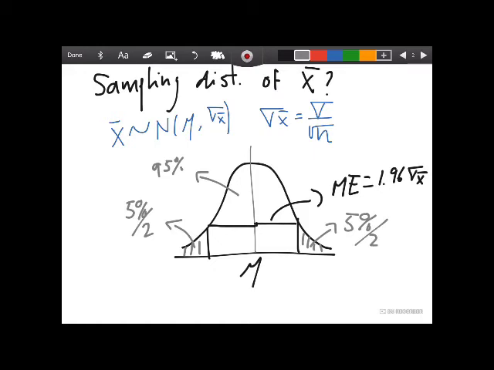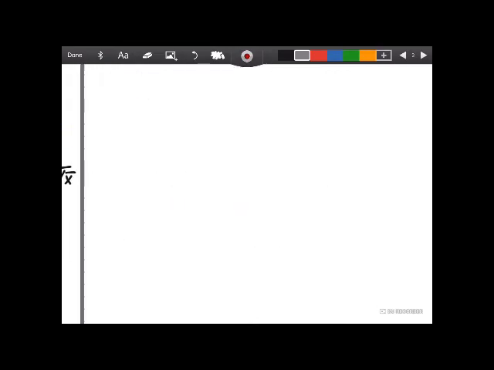All right? So if instead of having 95% of probability or confidence, we want to have, I don't know, 99% of probability, then we need to have 1% divided by 2 on the lower tail and 1% divided by 2 on the upper tail. All right? So we can actually generalize this concept.